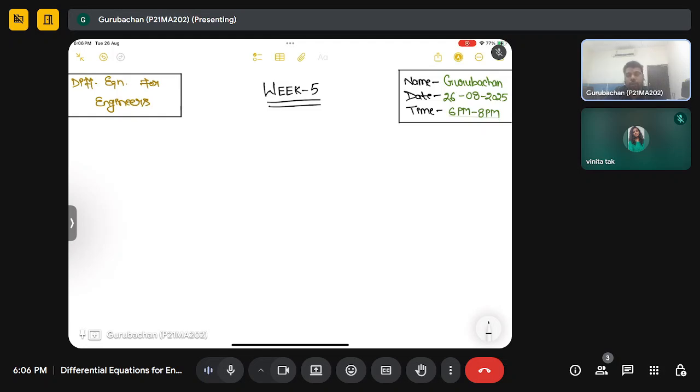In the previous tutorial, we solved the power series solution around a singular point. So here we will solve that power series around a regular singular point via the Frobenius method. So let me write the first question.